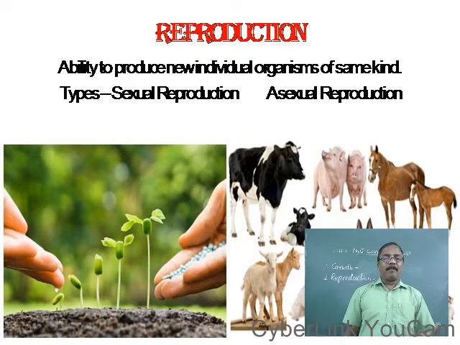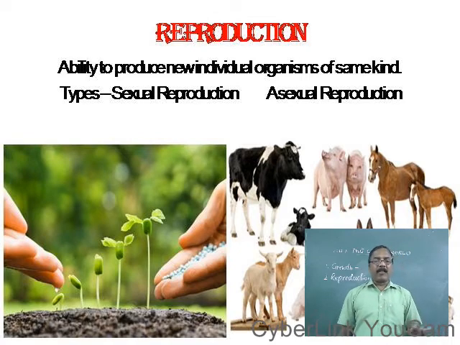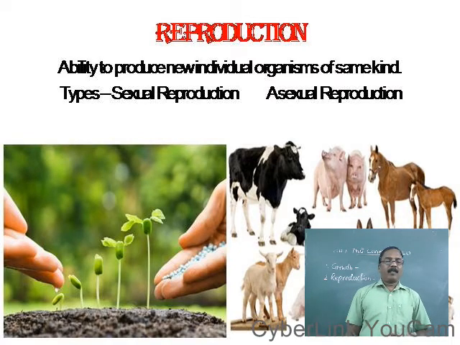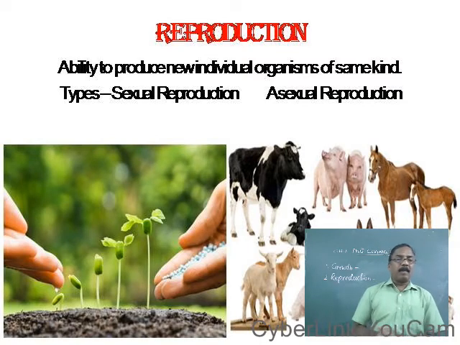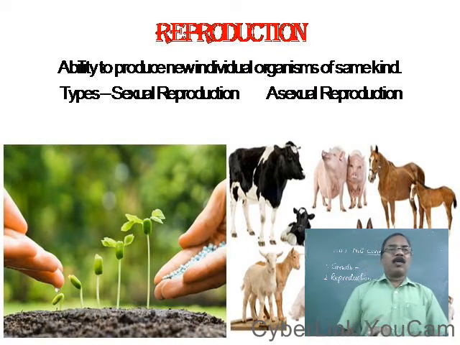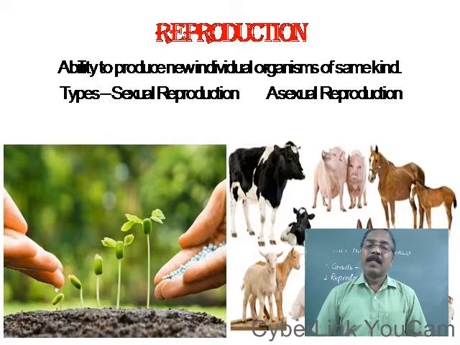A dog is able to make its puppies, young ones. A plant can make its seedlings. So this practice of making new individuals of their own type is called reproduction. It's the ability to produce individual organisms of the same kind.